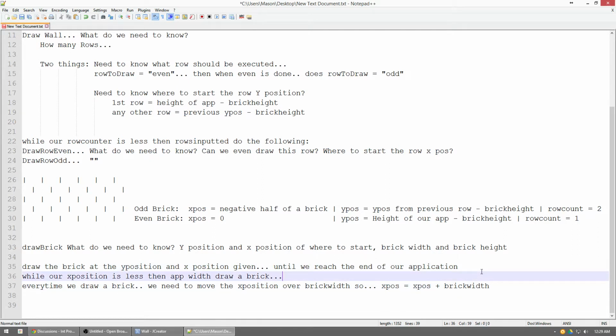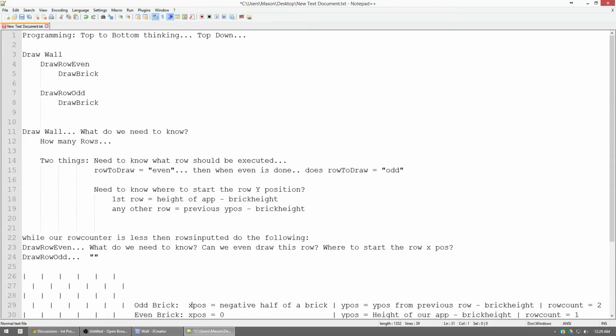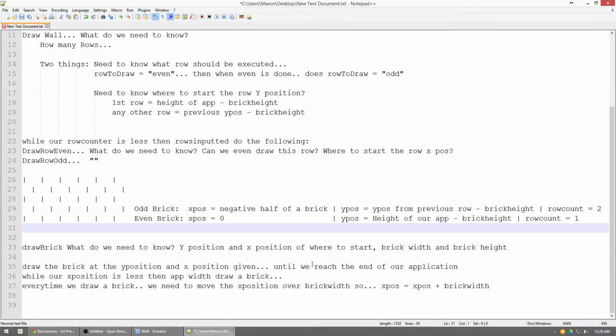That shouldn't be a part of your thought process, unless you're really, really good at what you're doing, but then you wouldn't be watching this video. So, all right, then we just draw the brick and you move it over until our X position is greater than or equal to the app width. So that's pretty darn simple right there. So that's the logic behind it all.